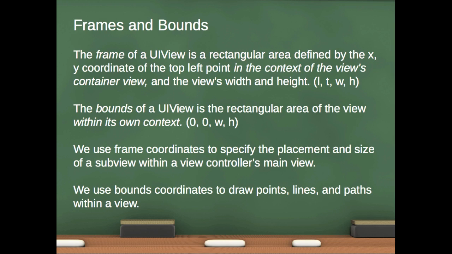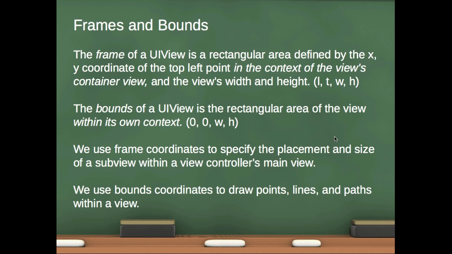So what's the difference? Well, we use frame coordinates when we want to specify the placement and the size of a subview within a view controller's main view, let's say, or within some other containing view. And we use bounds coordinates to draw points, lines, and paths within a view. So the bounds coordinates have to do with that view's own context. The frame coordinates have to do with the view's context within some larger view in which it is embedded.